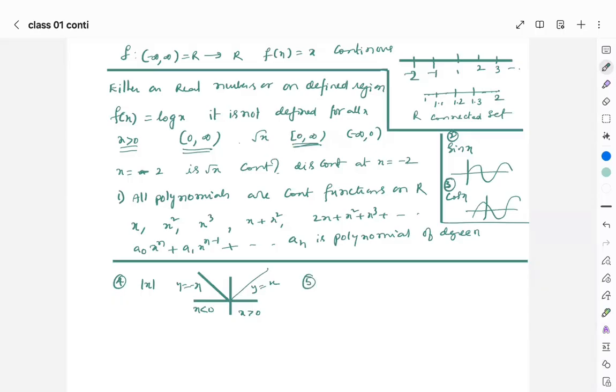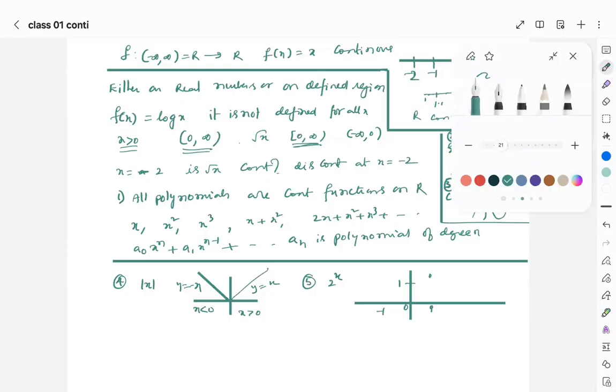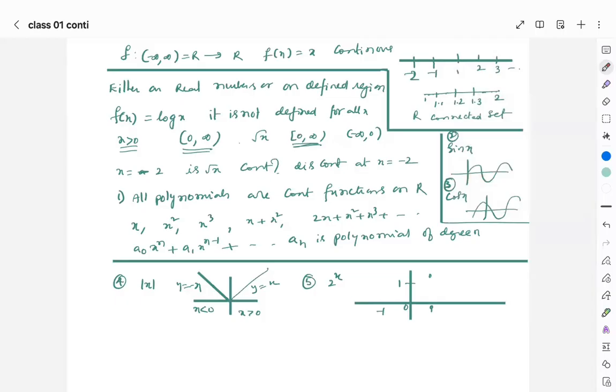So what other functions do we have? Power functions, 2 power x. At x is 0, it is 1. At x is 1, it is 2. At x is minus 1, it is 1 by 2. So the graph looks like this. Nowhere it breaks. As x increases, its value increases and goes up.